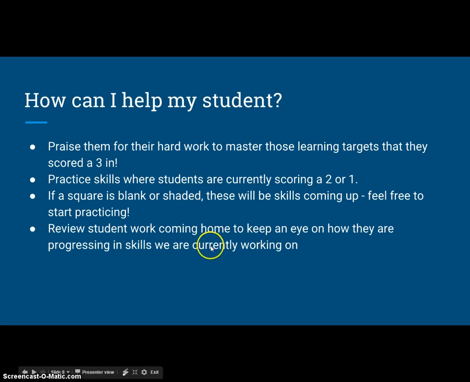Another thing that might look a little different this year is the work that is coming home. In the past, you might have seen percentages on things, and this year the feedback might just be more note-based from the teacher, or it might just indicate how many problems or questions a student has missed. So just reviewing that student work that's coming home and keeping an eye out on how they're doing on those skills that we're currently working on.